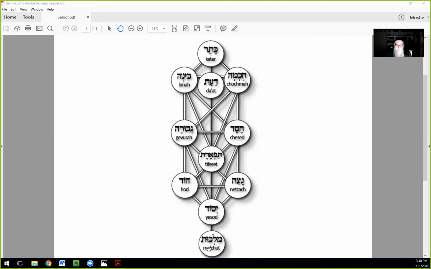Malchut, however, is the outermost layer of the Sfirot. The Sfirot go in layers. This is the top layer, the very top layer, the innermost layer. The next layer is the brain. The next layer are the emotional qualities. The final layer is Malchut, Malchut being the origin of thought, speech, and deed.